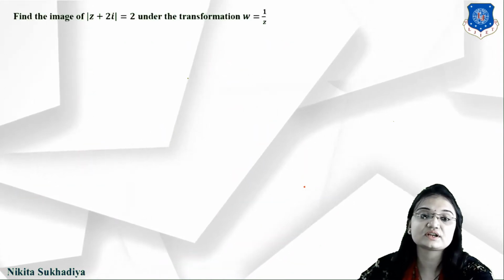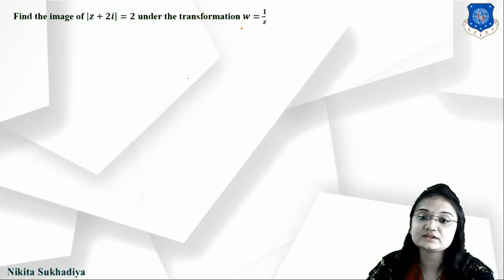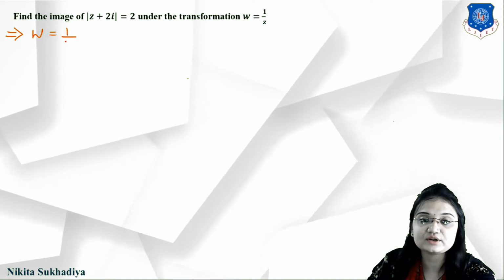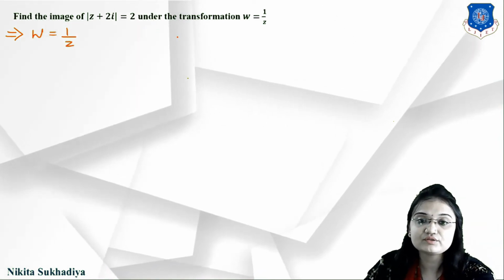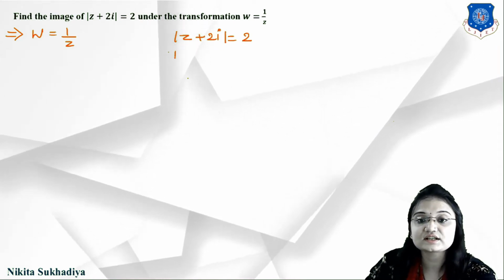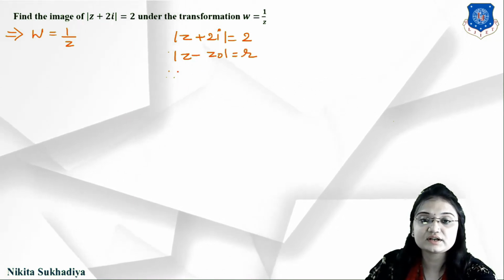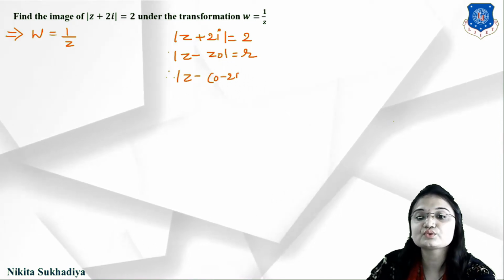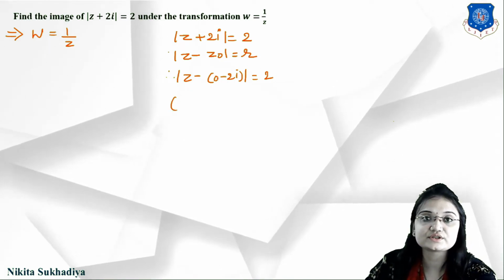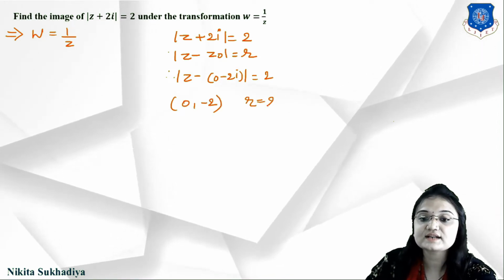Let us understand with an example: find the image of |Z + 2i| = 2 under the transformation W = 1/Z. Here we have the transformation W = 1/Z, and the given circle is |Z + 2i| = 2. Compare this with |Z - Z0| = r. This is |Z - 0 - 2i| = 2. So we can say the center point is x = 0 and y = -2. So the center point is (0, -2) and radius r = 2.